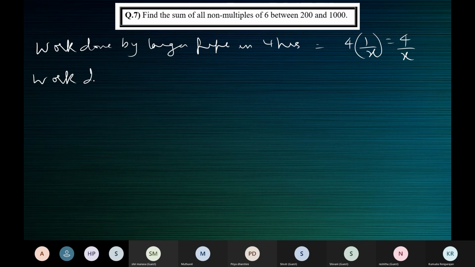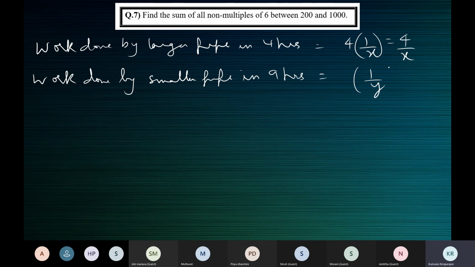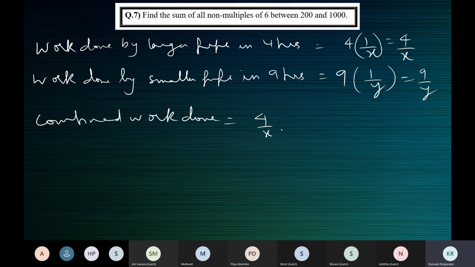Work done by smaller pipe in 9 hours. In 1 hour, it is 1 by y. In 9 hours, 9 into 1 by y. So 9 by y. Only half the pool is filled when both of them work like this. That means their combined work done is equal to 4 by x plus 9 by y.